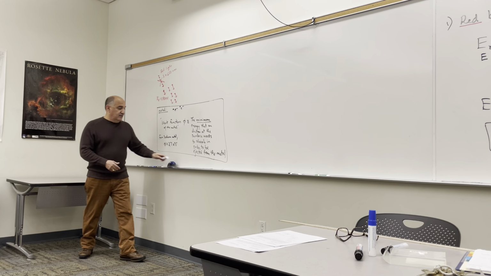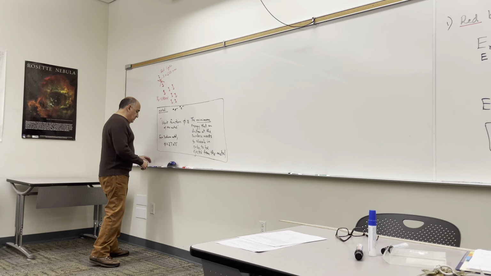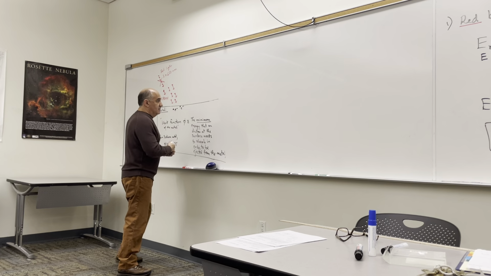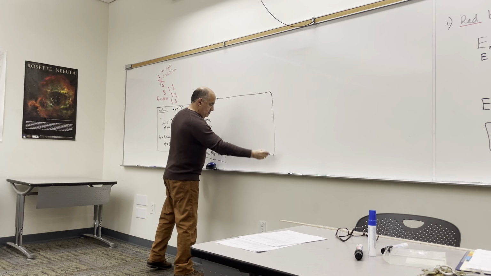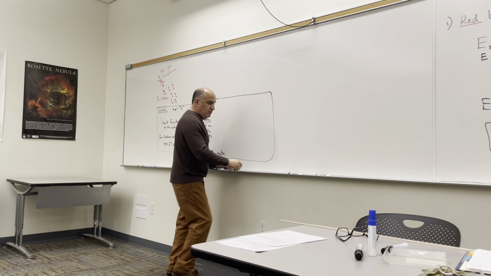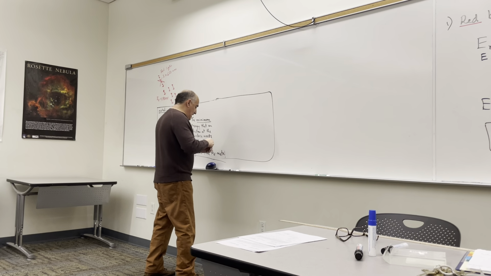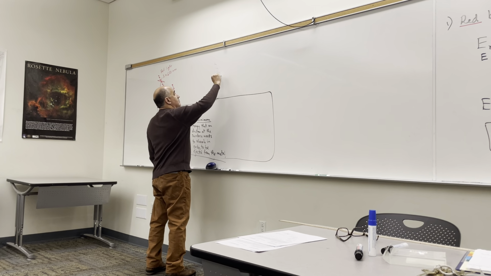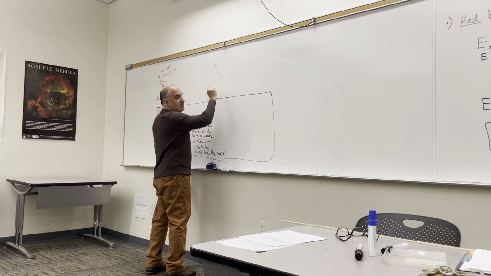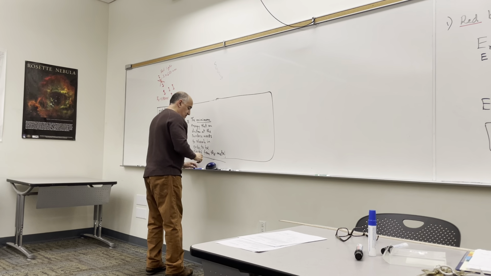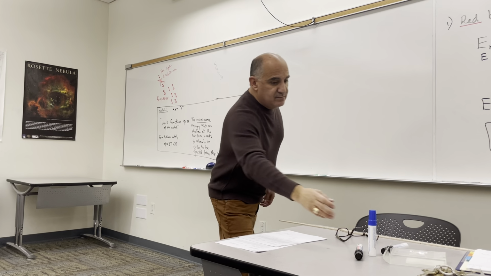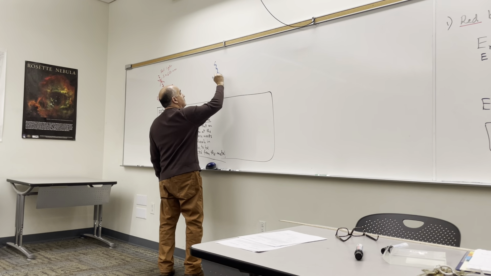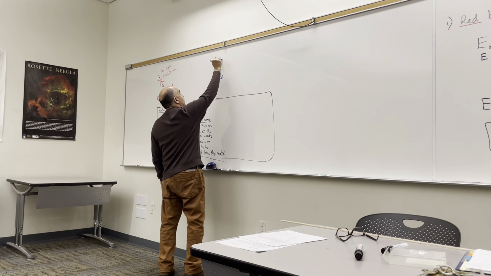On the other hand, what if instead you shine, let me make this a little longer, still the same metal, just because I want more room. What if instead you shine blue light onto this metal? So we have blue light coming in. Maybe this is better. So imagine you shine blue light onto this metal. So this is blue light.